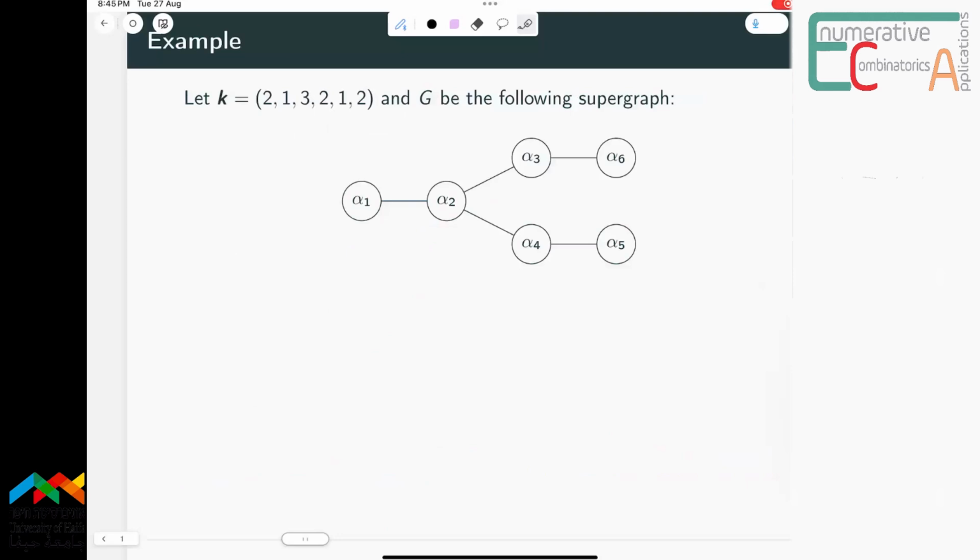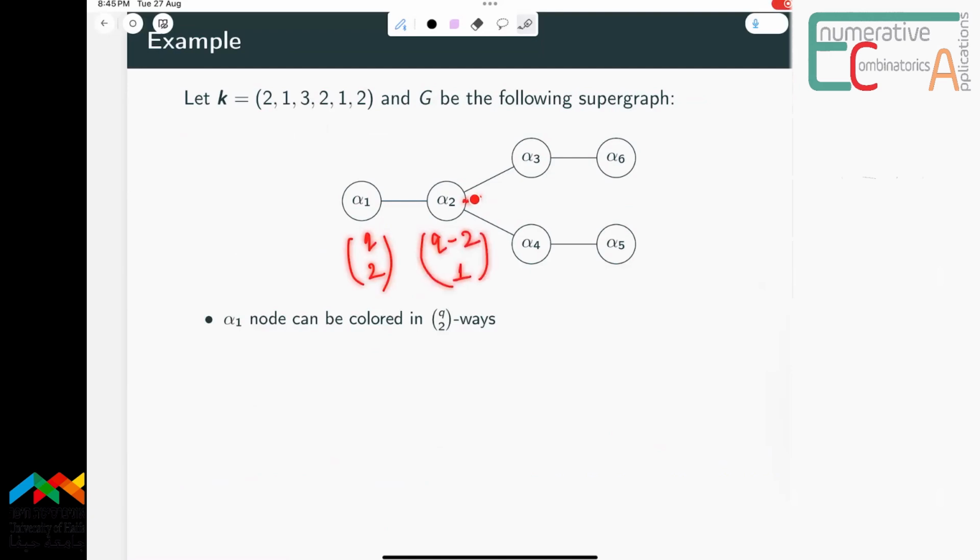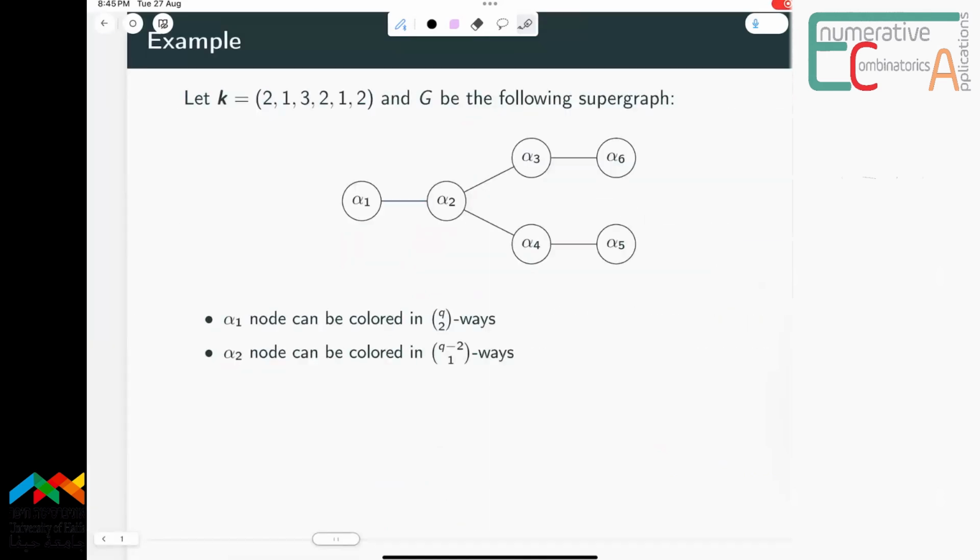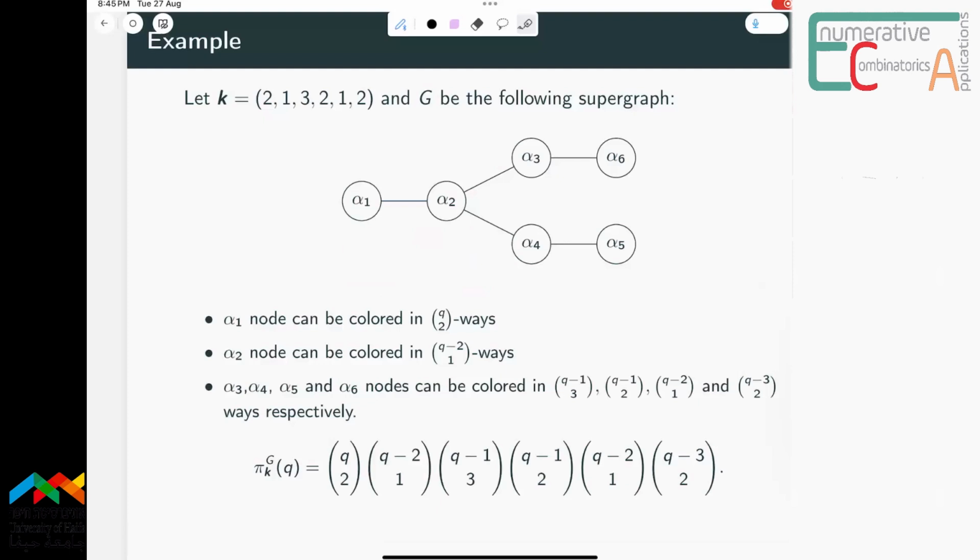For example, suppose this is my graph. So I have 6 vertices. Now I want to color the first vertex by 2 colors, the second vertex by 1 color, and the third vertex by 3 colors. So this is my bold K tuple. If I have Q colors, for the first vertex I want to use 2 colors, so it has Q choose 2 choices. The alpha 2 vertex has Q minus 2 choose 1 choices. For alpha 3, I can't use the color that I have used for alpha 2, so it has Q minus 1 choose 3 choices. In this way, this gives the total number of ways of coloring this graph. So this is the generalized K-chromatic polynomial.